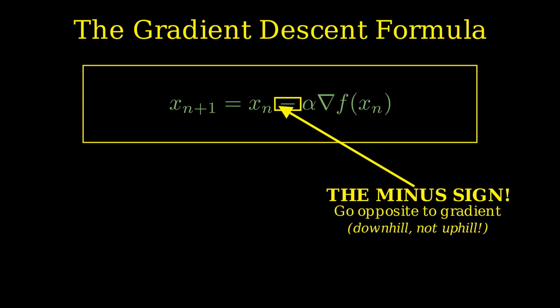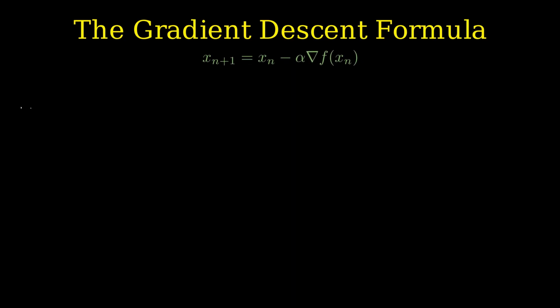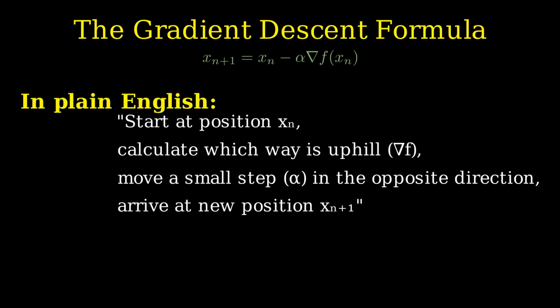Why? Because the gradient points uphill, but we want to go downhill. This negative sign is what makes it gradient descent, not gradient ascent. Let's put this in plain English. Start at position x_n. Calculate which way is uphill. That's the gradient. Take a small step, size alpha, in the opposite direction, downhill. Arrive at your new position, x_(n+1). That's it. That's gradient descent.